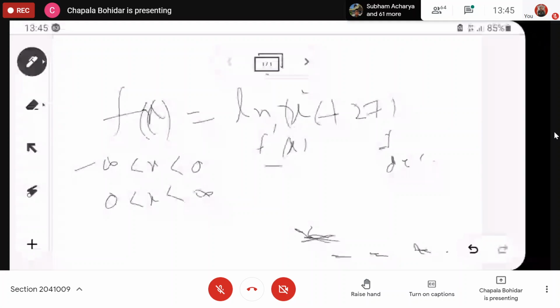Then 0 to infinity? So it is increasing. So are you getting a local maximum here? No, ma'am. Only at 0, a local minimum. So the only local minimum value is at x equal to 0. The value of f of 0 is the local minimum value, that is ln 0 plus 27. So we get ln 27.